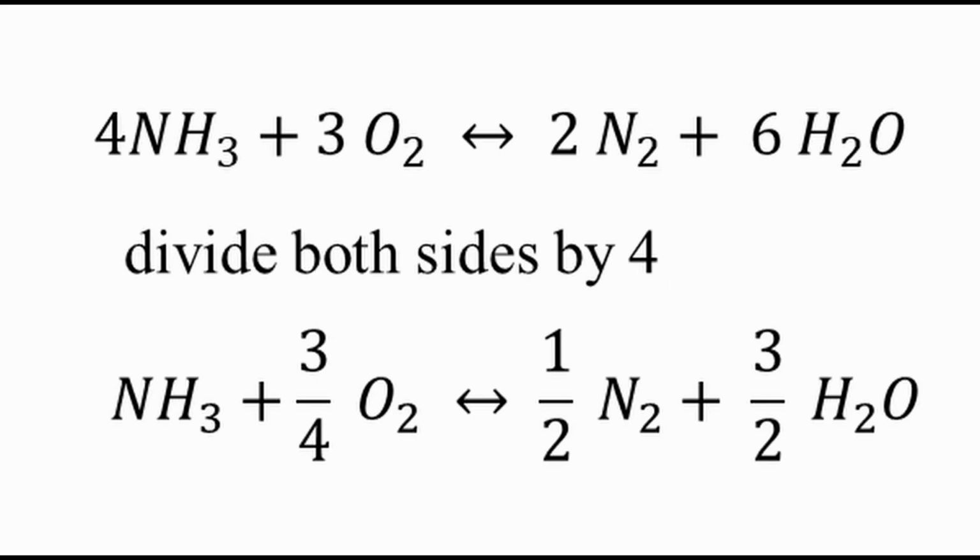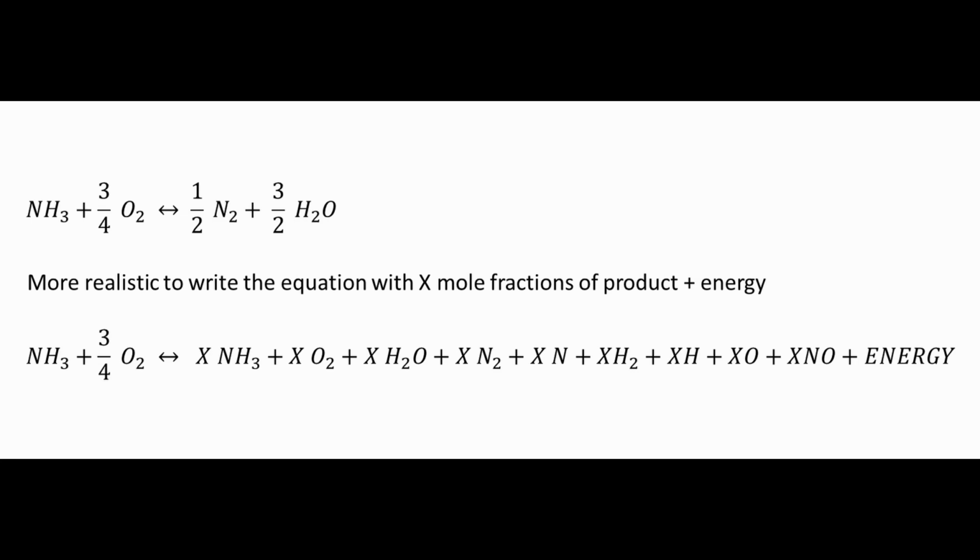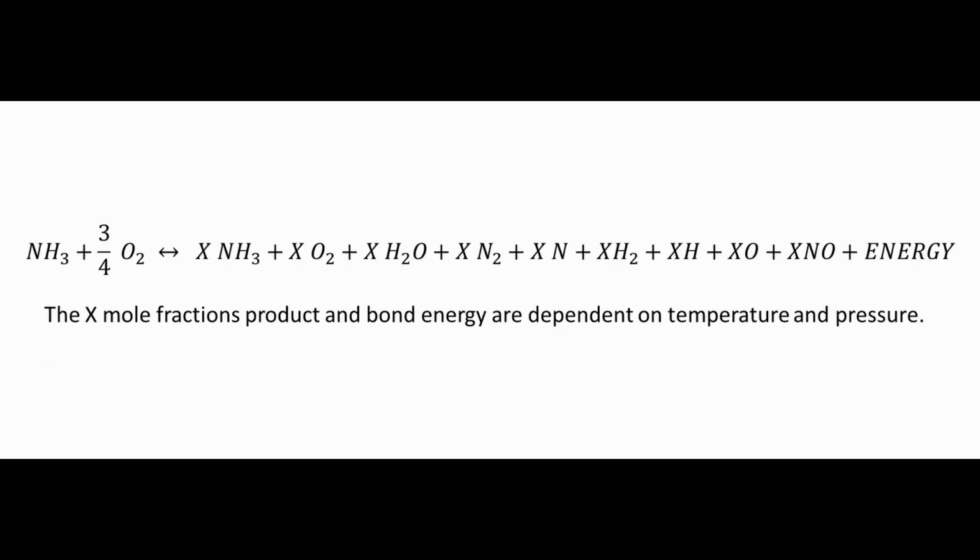We might also cut the total moles of reactants and products by dividing both sides by 4. NH3 plus 3/4 O2 reacts to form 1/2 N2 plus 3/2 H2O. For a more realistic equation, we could leave the left side the same, but put X's in front of the products to indicate mole fractions of product. We cannot determine the mole fraction of product without information on the temperature and pressure at which the reaction occurred.